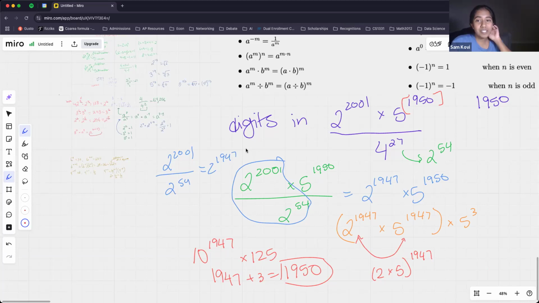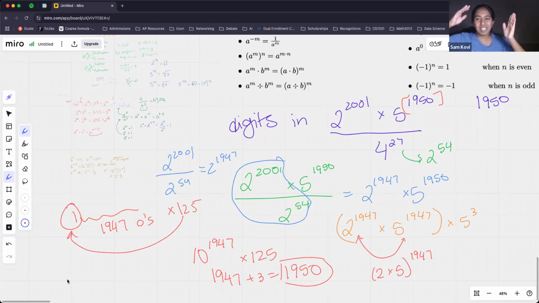Okay, so Pranay actually raises a good question. Pranay, remember we're doing multiplication, right? So I would have 1 followed by 1947 zeros. And then if I multiply this by 125, this 1 gets replaced by 125. So instead I have 125 at the beginning, and then I have the 1947 zeros at the end. So it does match up to be 1950. Okay, excellent.